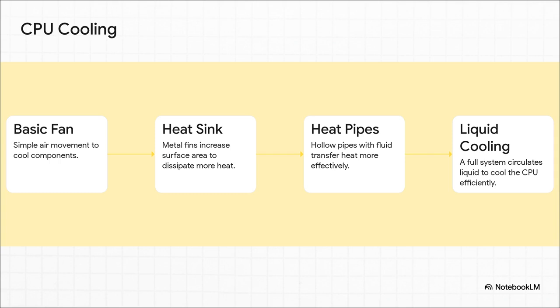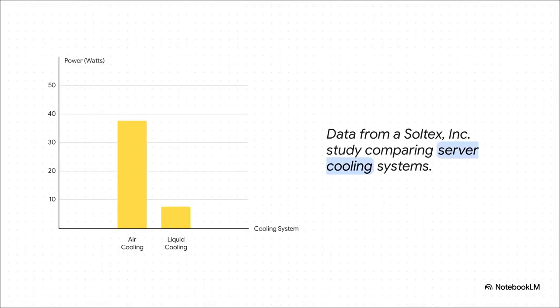It started with just a simple fan to move hot air. Then we added the heatsink for more surface area. Then came heat pipes, which have fluid inside to transfer heat even more effectively. And now, for high-performance systems, we have full-on liquid cooling that circulates a coolant for just maximum efficiency. And the difference is staggering.